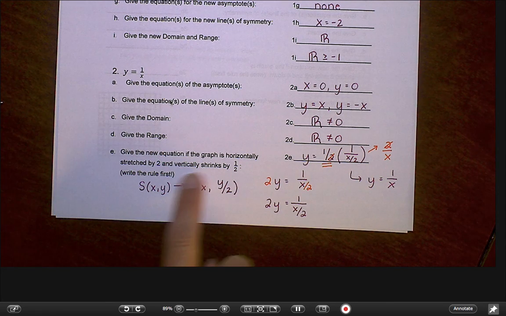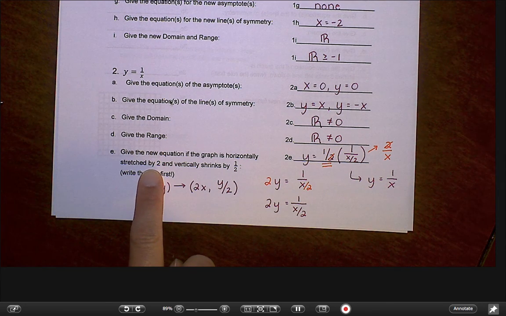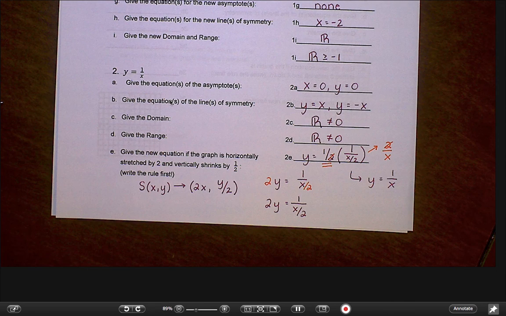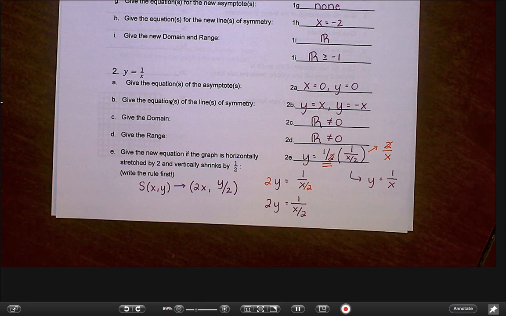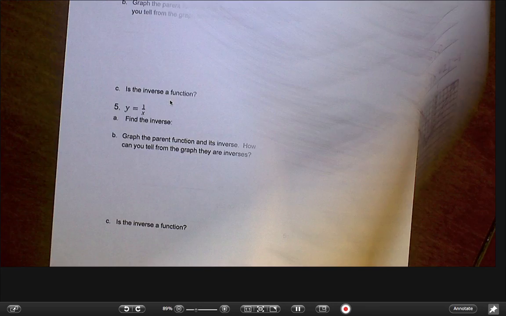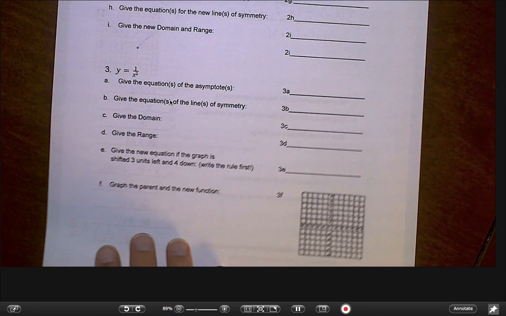And so what's really happening here is if you stretch it horizontally but then shrink it vertically, it's just going to go back to where it started. Okay, so yeah, that's all there really is to this one. But if you had an answer that looks something like this terribleness, that's okay with me. Okay, and then graph the parent function and the new function.